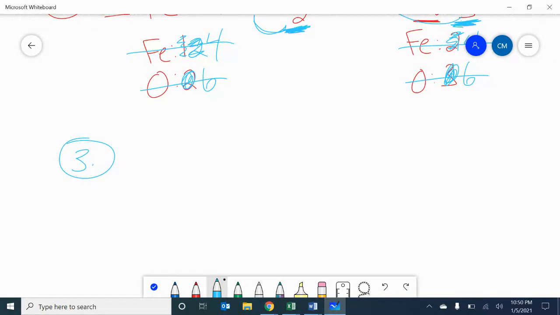Let's look at just a little longer equation. Let's try Au2S3. And we're going to add that to hydrogen, which is H2 because it's diatomic. It's going to end up producing Au, the gold by itself, plus H2S.